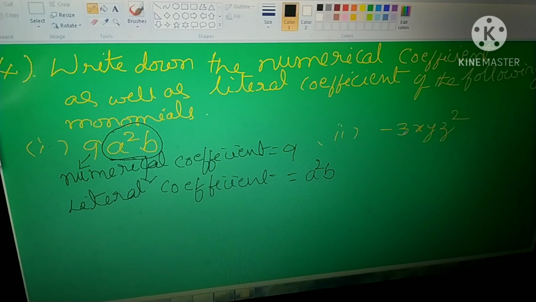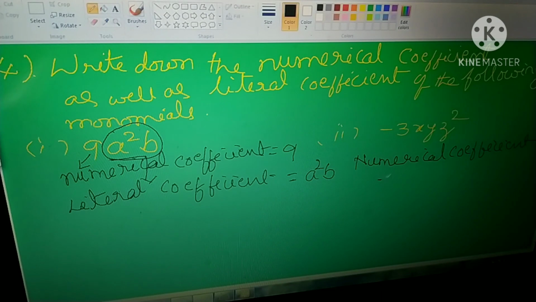See the next one. Second problem, minus 3xyz square. Minus 3xyz square. How many variables are in the problem? But if the multiplication is there, then it will come under monomial. You know that one. So now observe this one. What is the numerical coefficient here? What is the literal coefficient here? Write down. The numerical part will come under numerical coefficient.